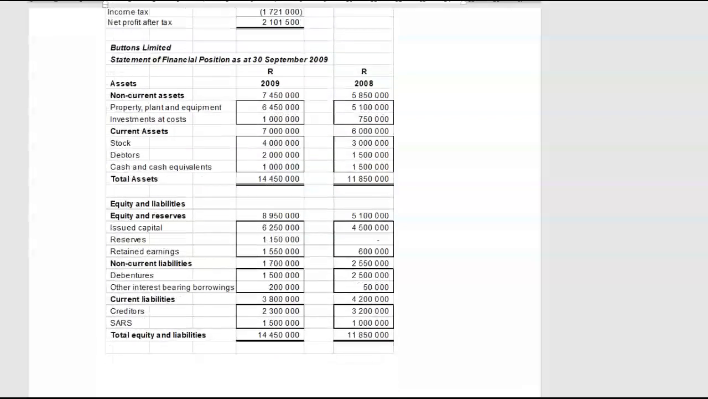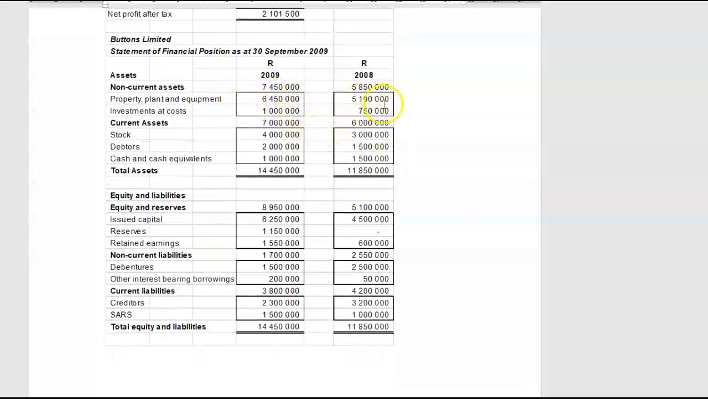The statement of financial position: property, plant and equipment, investment at cost. There's an increase of 250,000, so please don't forget that. That is our silent partner. Stock, debtors, cash and cash equivalents. We have issued capital, we have reserves, we have retained earnings, we have debentures, we have other interest-bearing borrowings, we have creditors, and we have SARS.